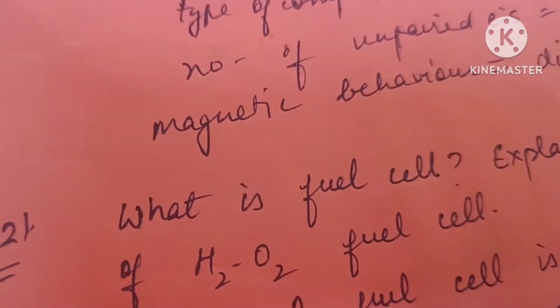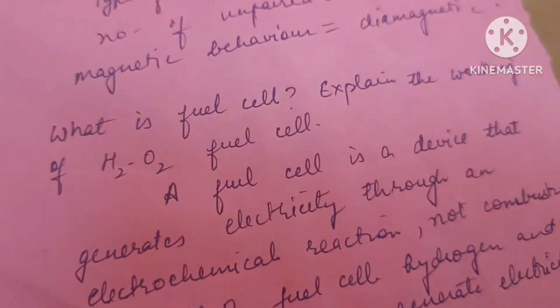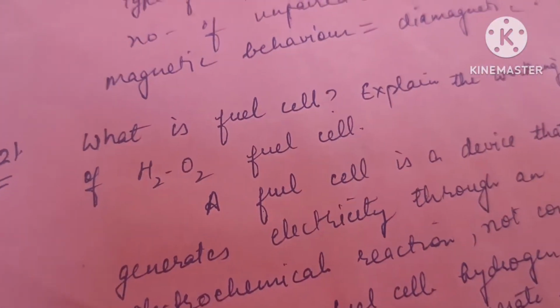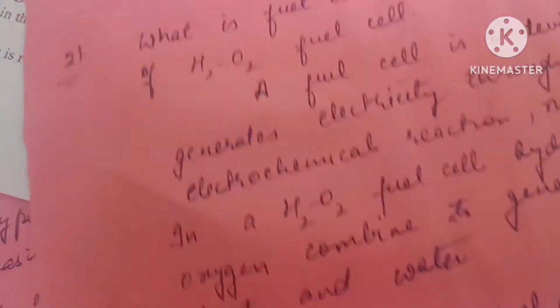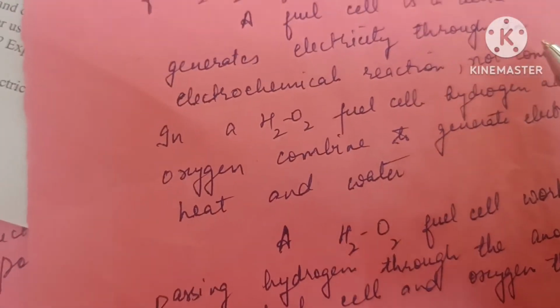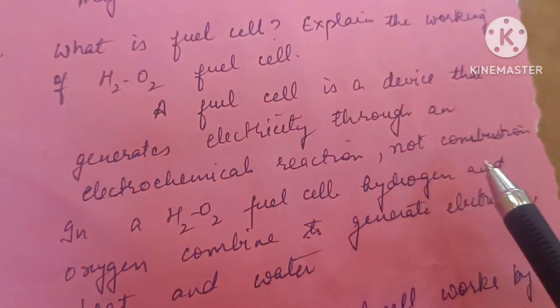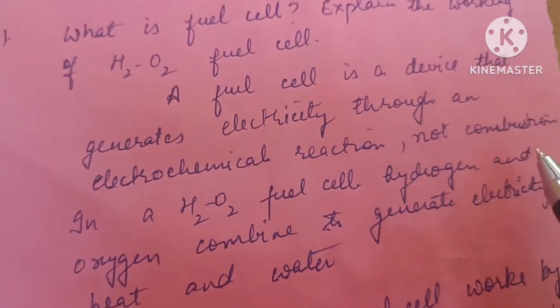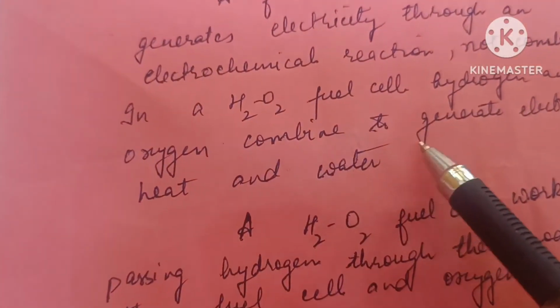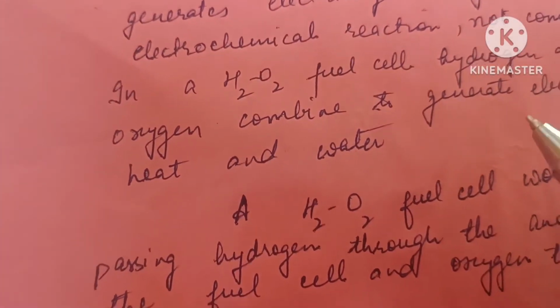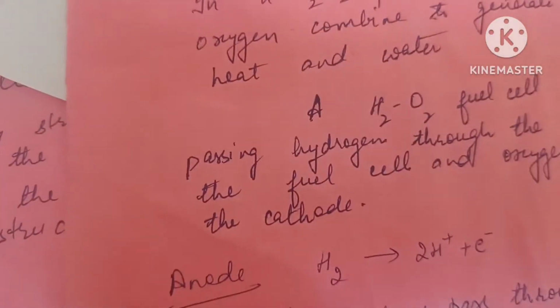What is a fuel cell? Explain the working of hydrogen oxygen fuel cell. A fuel cell is a device that generates electricity through an electrochemical cell, not combustion. In a hydrogen oxygen fuel cell, hydrogen and oxygen combine to generate electricity, heat and water.